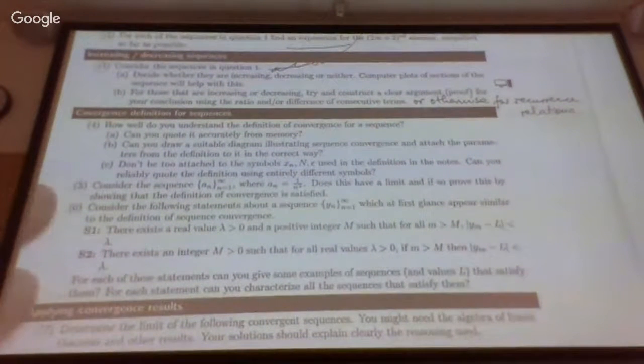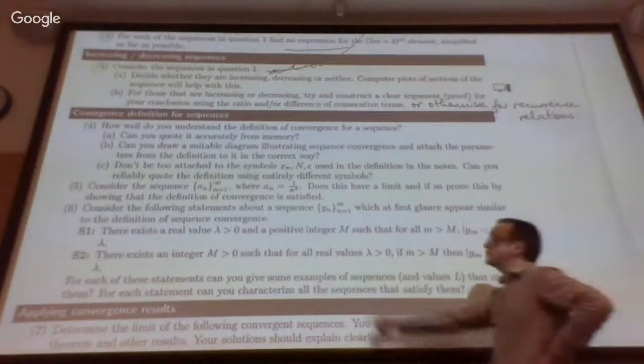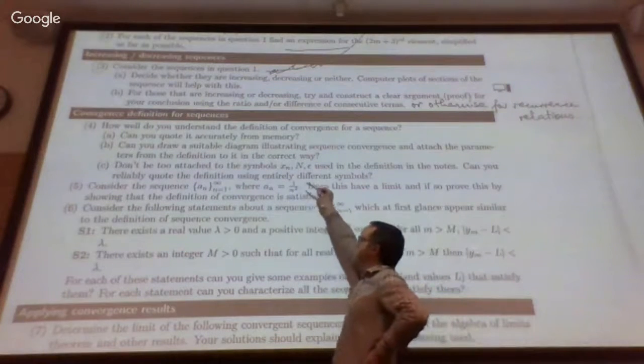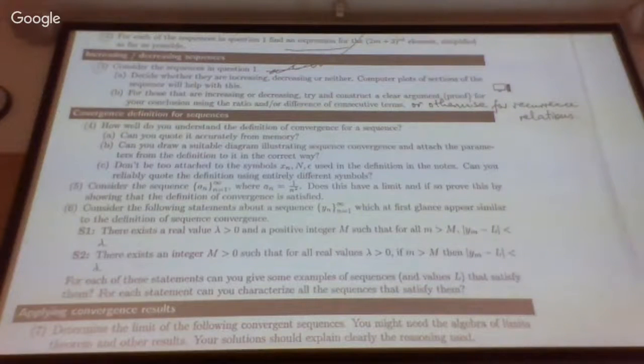Questions 5 and 6 are more kind of problem-solving questions. Question 5 asks you to prove the convergence of the sequence 1 over n squared. That's related to the proof we did for 1 over n. So you should be able to construct a proof that 1 over n squared is convergent. It's going to be convergent to 0. And the proof should work along similar lines to the one we just did.